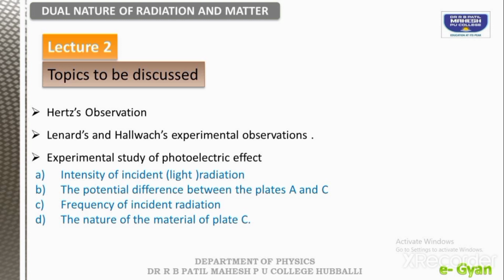Those are the photoelectric effect by varying the intensity of incident radiation, the photoelectric effect due to the potential difference between the plates, anode and cathode, the photoelectric effect due to the frequency of incident radiation, and the last one, the photoelectric effect by the nature of the material of the cathode. So we will go one by one.